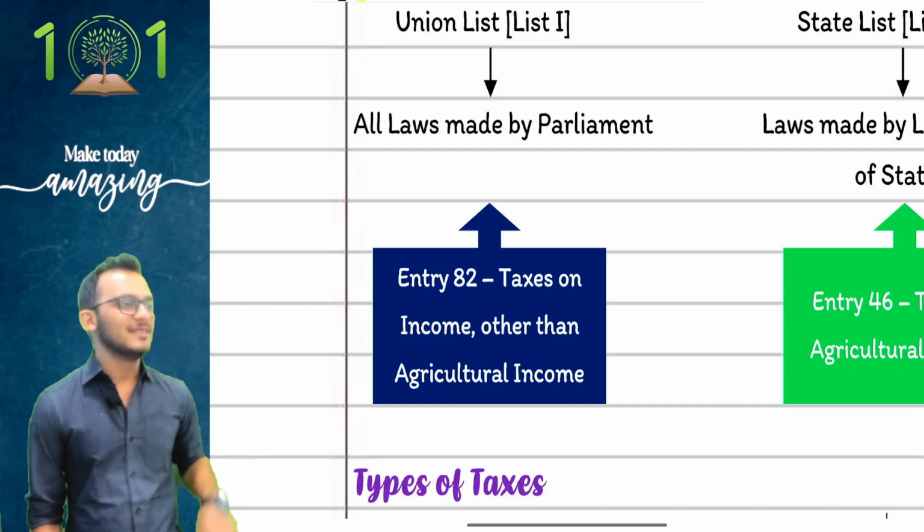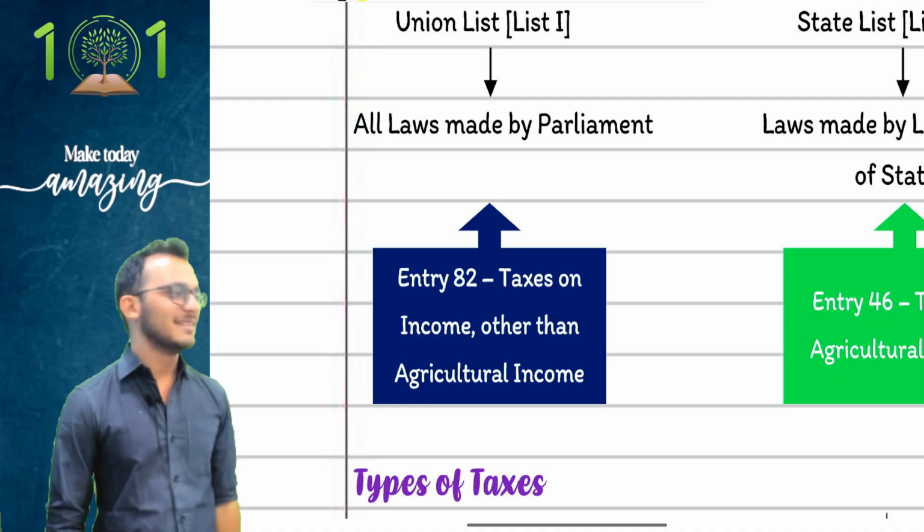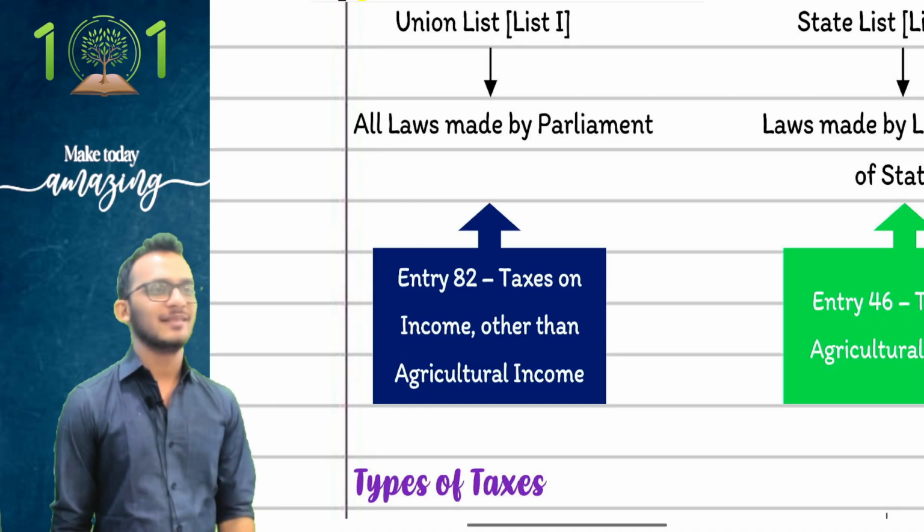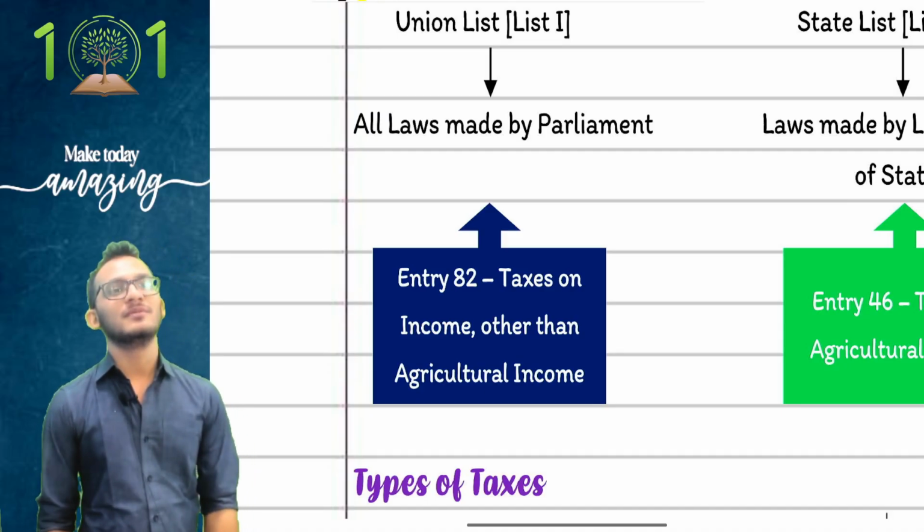What is more relevant here, people? Is the agriculture relevant or the agriculture income more relevant? Income is what I'm bothered about. You do whatever cultivation you want. Why do I care?